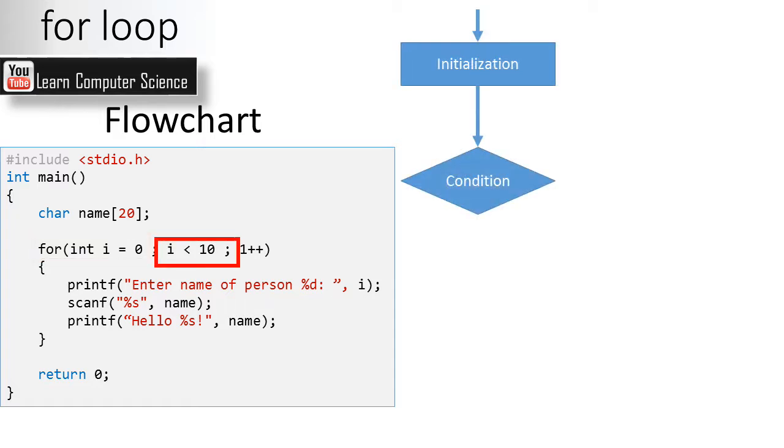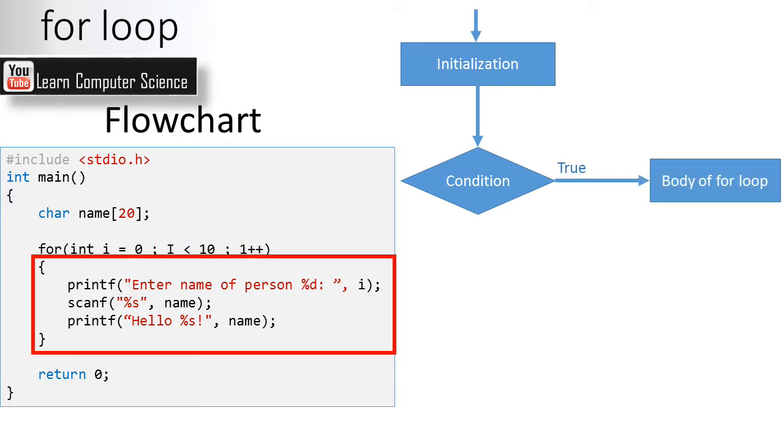Then it will check this condition. Here it is i < 10. It means that the loop will go from 0 to 9, total 10 times. If we write the less than or equal to operator, the loop will run 11 times, because 0 is also counted as a number in programming.